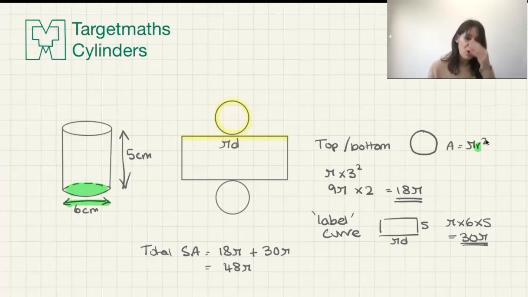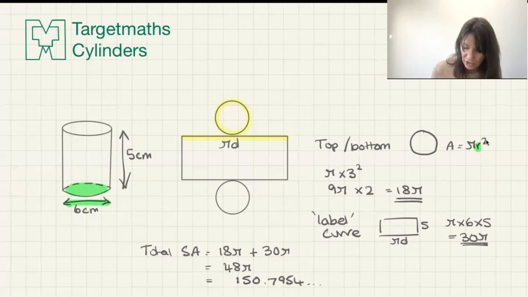However, if I'm not being asked to leave it in terms of pi, then I'm going to need to press that S to D. And at this stage, because I haven't put anything in the calculator yet, what I would actually do is put 48 times pi in. That would give me 48 pi on the screen. Then I would press my S to D, giving me 150.7954, on and on it goes. And you would round to whatever you're being asked to round to in the question.